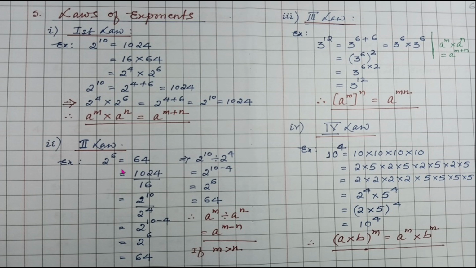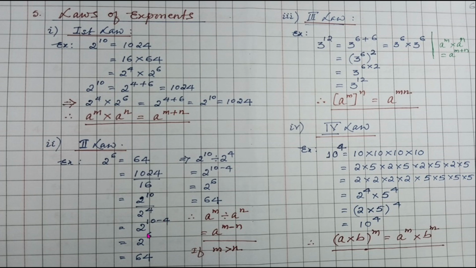Now to understand this, 2 raised to 6 is 64. When I multiply 2 by 2 6 times I get 64. And also when I multiply 2 10 times I get 1024. I multiply 2 4 times I get 16. When I divide 1024 by 16 I get 64. That means what I have done here is I have divided 2 raised to 10 by 2 raised to 4.